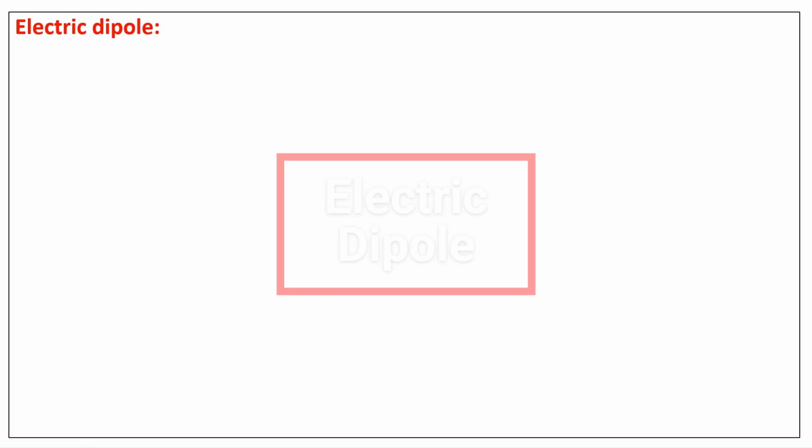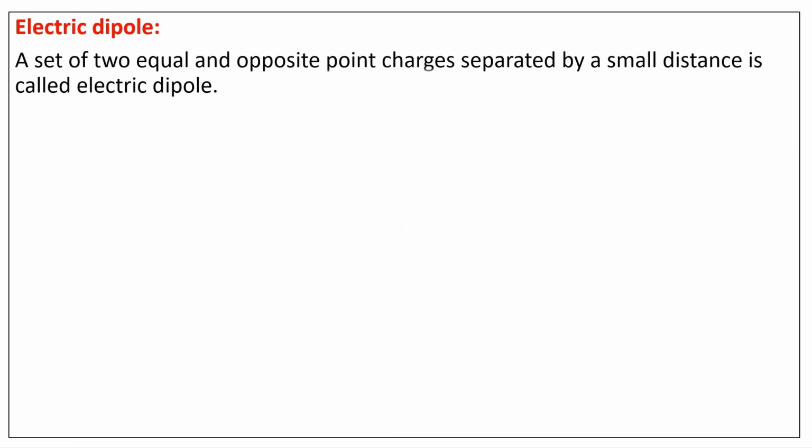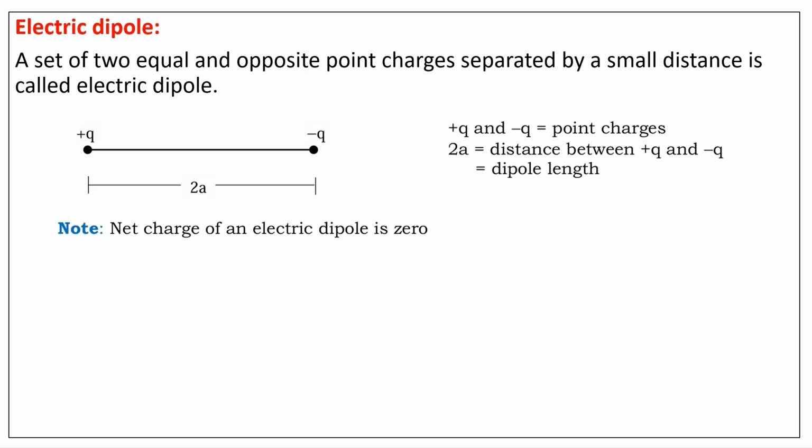Electric dipole. A set of two equal and opposite point charges separated by a small distance is called an electric dipole. From the diagram, a set of two equal and opposite point charges, that is, plus q and minus q, separated by a small distance, that is 2a. Note: the net charge of an electric dipole is 0.